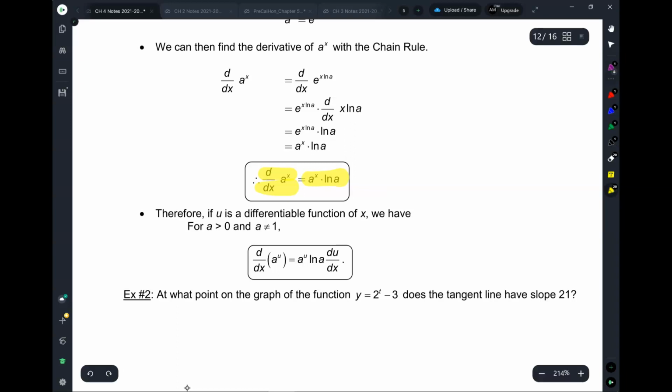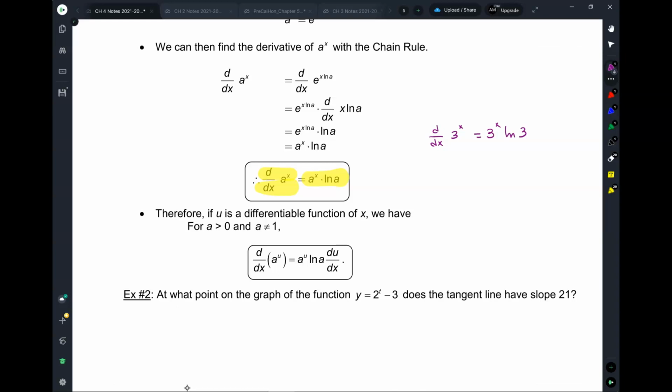So, for example, d/dx of 3 to the x. Sorry, I just need to pause for a minute. The derivative of 3 to the x is 3 to the x ln of 3. Okay? The 3 and the e are sounding the same in my mind.